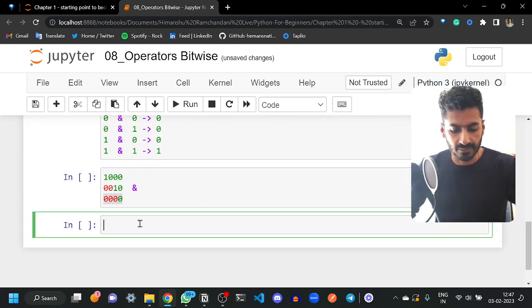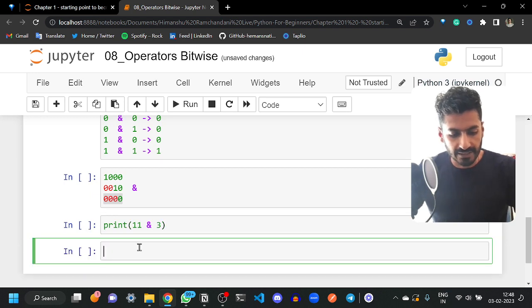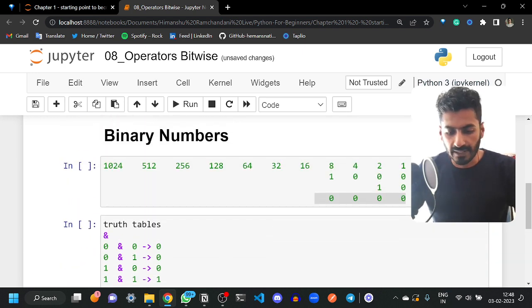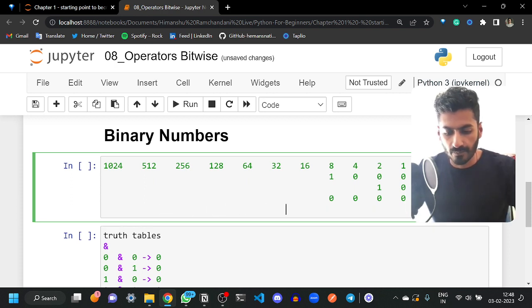Let's consider one more example. So if you write print 11 and 3, what will be the output of this? Let's calculate the binary of 11 first. Let's check which numbers to add to get 11. 8 plus 2, this will be 10, plus 1, this will be 11. So we put 1 below this, 1 below this, and 1 below this.